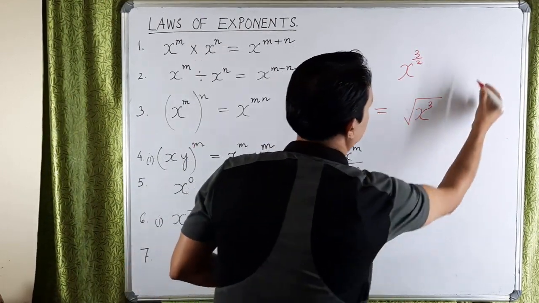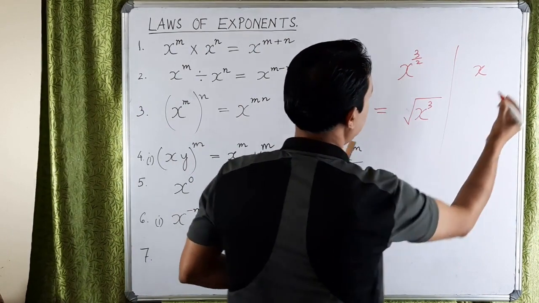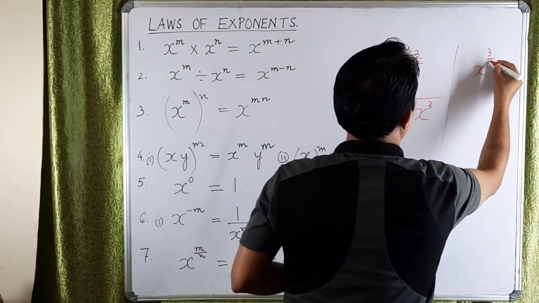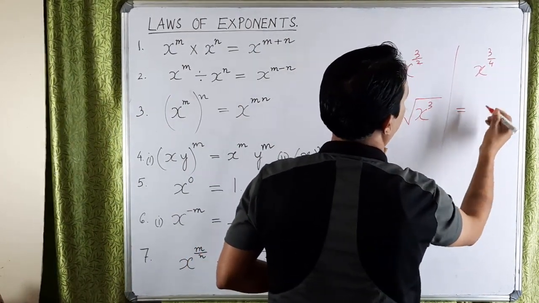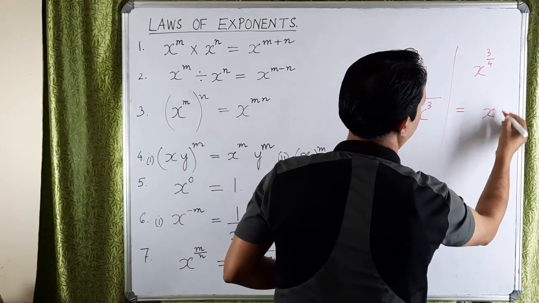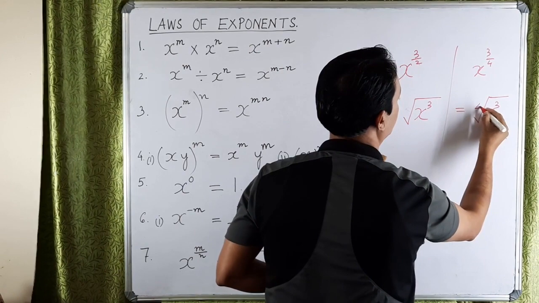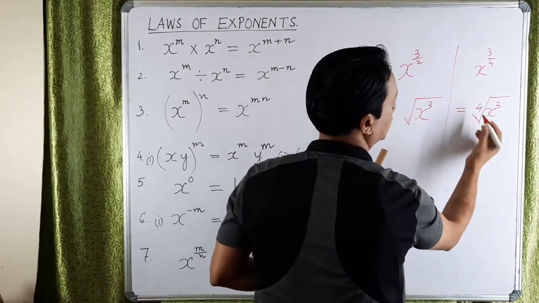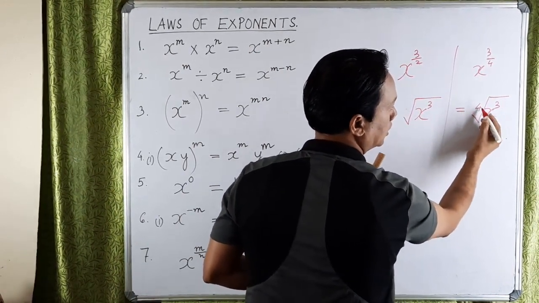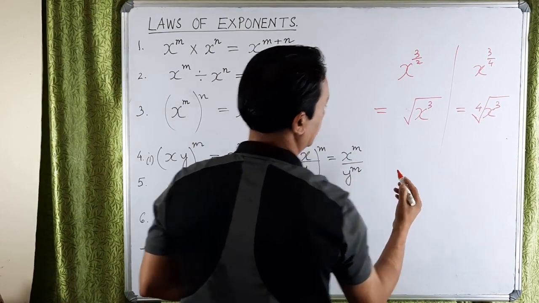Okay, say if it was x to the power 3 by 4. So we'll write x cube, this power here, and this 4 will become the 4th root. You should put it inside here, not here. Okay.